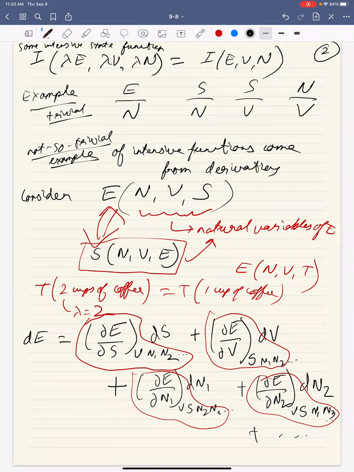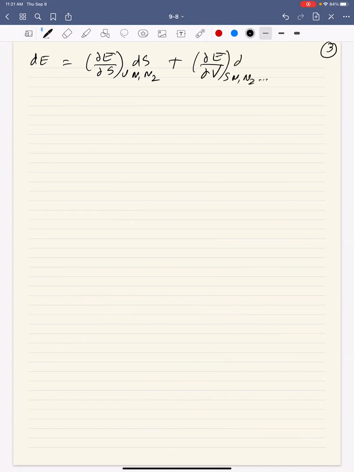I will write down this equation again on the next page. I call this equation number 3. So we just wrote that dE is equal to partial E by partial S, V, N1, N2 constant multiplied by dS plus partial E by partial V, S, N1, N2 constant multiplied by dV plus summation over i equal to 1 to M, as many components as you have, partial E by partial Ni multiplied by dNi, S, V, and a bunch of other N's. I will just call it N tilde, okay? We can be mathematically rigorous, but you see my point. You keep every N constant except the one that you are changing.